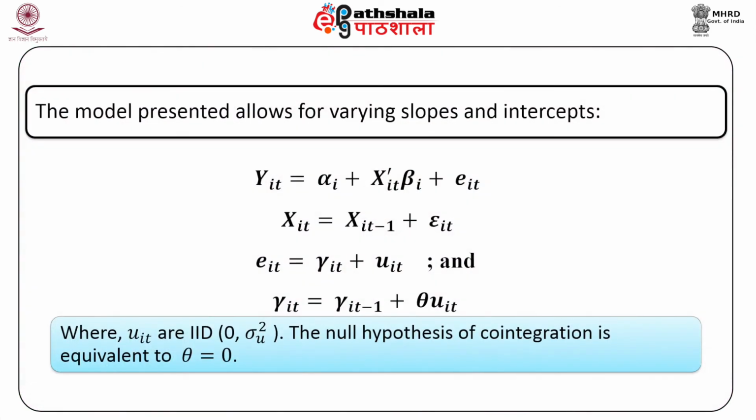The model presented allows for varying slopes and intercepts. YIT is equal to alpha I plus x dash IT beta I plus EIT. XIT is equal to XIT minus 1 plus epsilon IT. EIT is equal to gamma IT plus mu IT, and gamma IT is equal to gamma IT minus 1 plus theta mu IT, where mu IT are IID with zero mean and sigma square mu variance. The null hypothesis of cointegration is equivalent to theta is equal to 0.